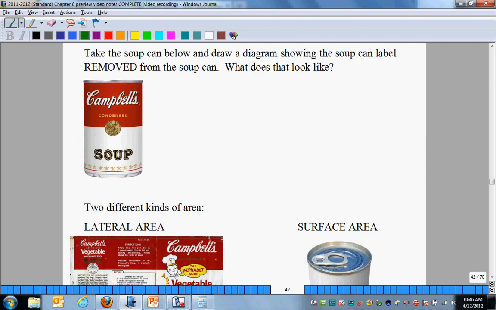Now, there's another piece of vocabulary we need to talk about, and that is the difference between what's called lateral area and surface area. Now imagine you have a soup can here. You've all seen a soup can like this. And the soup can, you have the actual aluminum, and then you have the paper around the edge. I'd like you to draw a diagram that would show the soup can label removed from the soup can, and ask yourself, what would that look like? Pause and draw that.